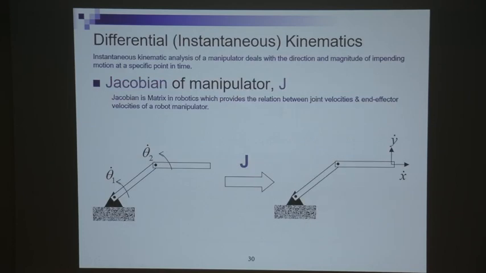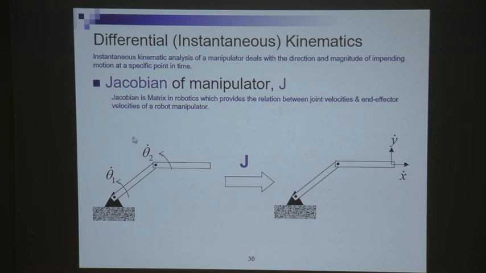You also need to know something called differential or instantaneous kinematics. The word instantaneous implies that this is at a specific point in time. The instantaneous kinematic analysis of a manipulator deals with the direction and magnitude of the impending motion at a specific point in time. We are interested only at that particular point in time when we talk about differential or instantaneous kinematics. And when we talk about this, we need to know the Jacobian of the manipulator.